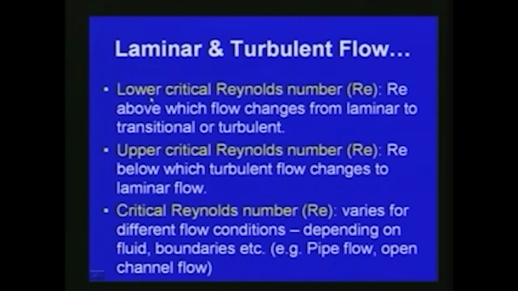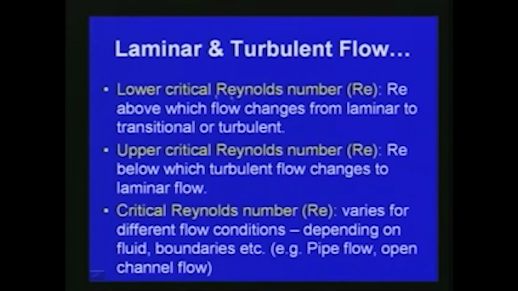Now, while conducting these experiments, we have seen that in a certain range the flow is laminar, and beyond that it becomes transitional or turbulent. When we conduct a large number of experiments, we can define a lower critical Reynolds number, the Reynolds number above which the flow changes from laminar to transitional or turbulent.